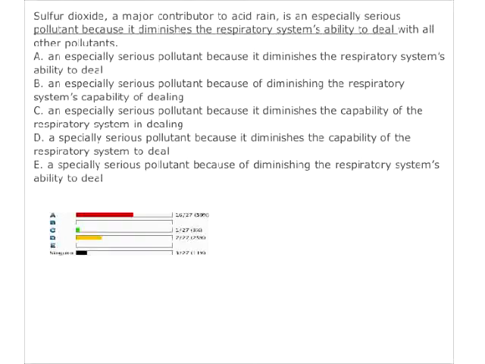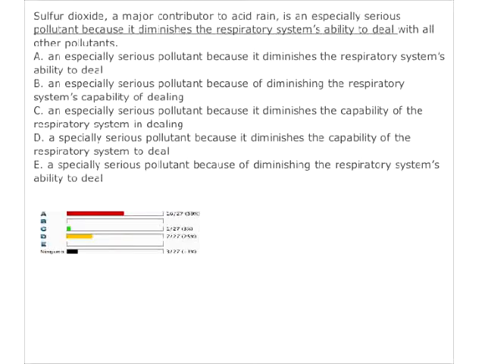Okay, let's talk about this. People who thought that A was wrong, why did you think that A was wrong?